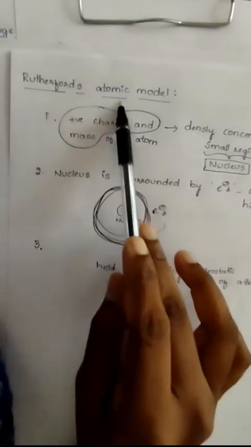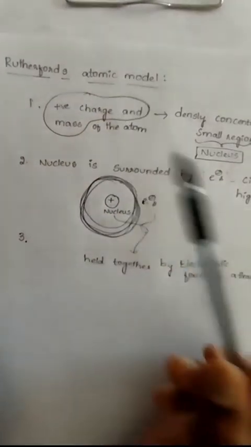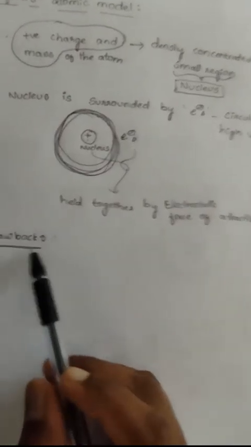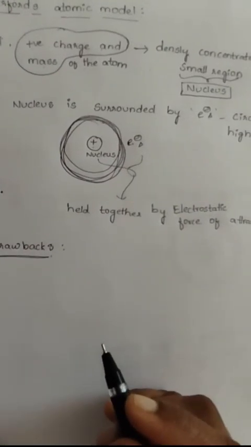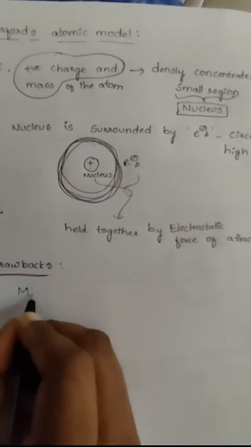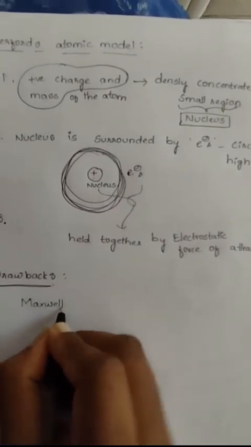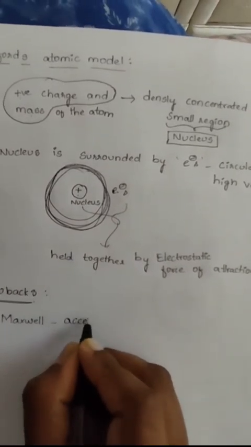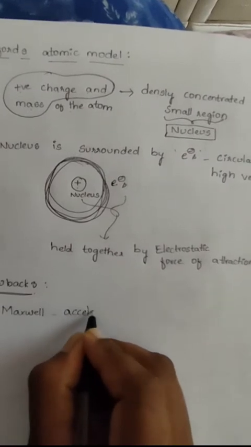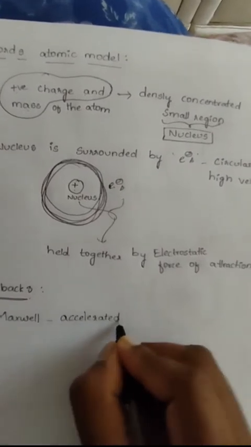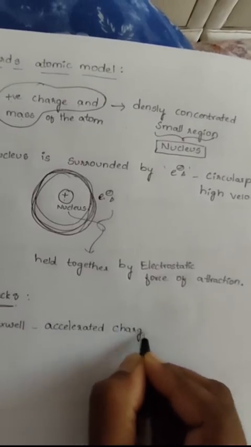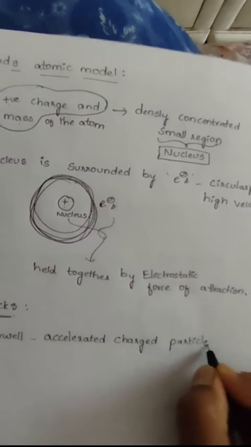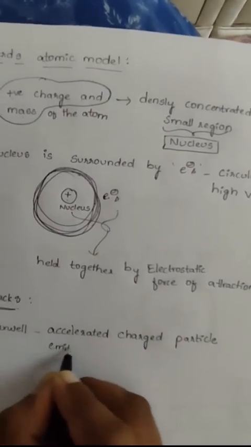But this atomic model has some drawbacks. Drawbacks of Rutherford's atomic model. According to Maxwell, any accelerated charged particle emits electromagnetic radiation.